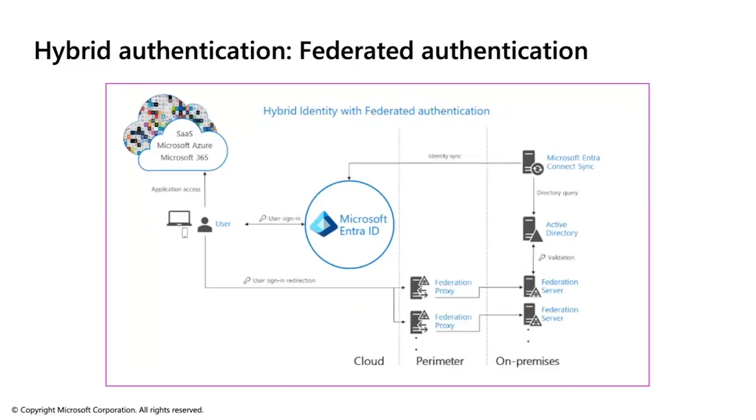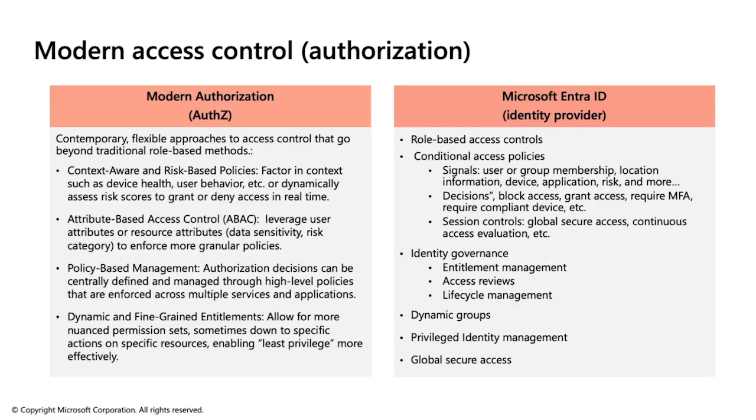What about authorization? For authorization, in Entra ID we use different kinds of modern authorization options. Definitely there are different methods. Microsoft is using context-aware and risk-based policies. Also, we have attribute-based access control. We have policy-based management. We have dynamic and fine-grained entitlements. These are the different options we have for modern authorization.